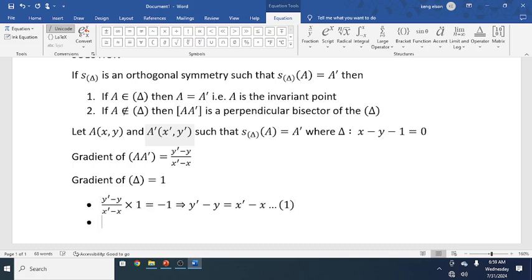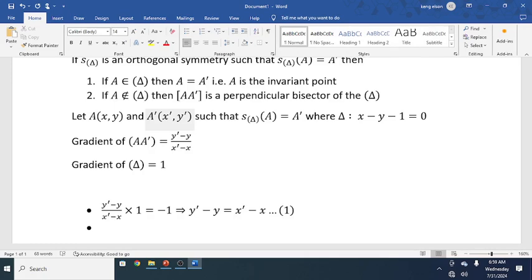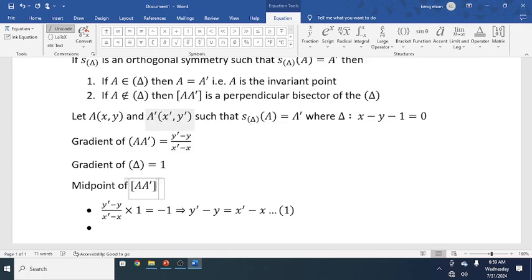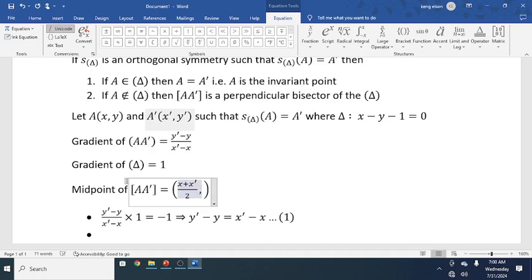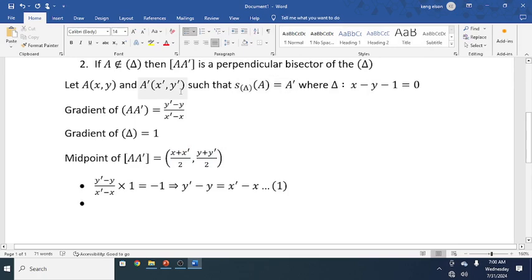Now the next thing to do is the second condition, that the midpoint of the line segment AA prime. Let us find the midpoint. What is it equal to? We sum the x coordinates and divide by 2, so x plus x prime divided by 2, and the y coordinate is y plus y prime divided by 2. Now this midpoint is supposed to belong to the axis because the segment AA prime is a perpendicular bisector. So we are already done with the word perpendicular in the first case. Now let us concentrate on the word bisector.